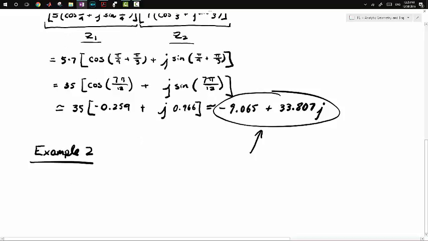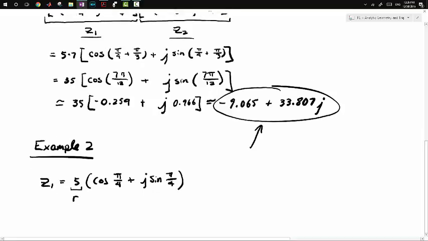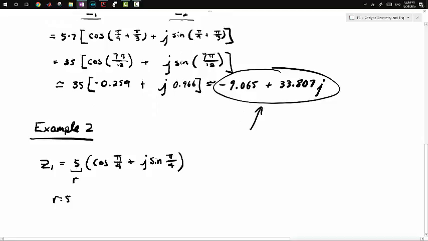So for the first one, our Z1, which is equal to 5 cosine pi over 4 plus j sine of pi over 4. We know that this term here is r, so we don't even have to compute r. We have r right away, which is 5. And theta, if you looked at my previous video on polar coordinates and complex numbers, theta is equal to tangent inverse of y divided by x.